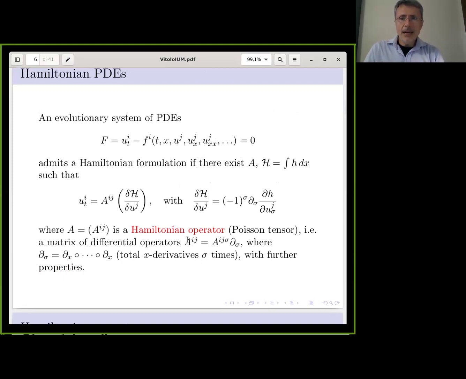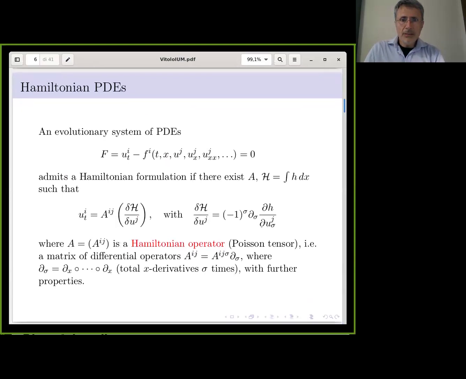So now let us rehearse what we mean by Hamiltonian PDE. A Hamiltonian PDE is a system of evolutionary equations where the left-hand side is of course the time derivative of the field variable. The right-hand side can be expressed through a Hamiltonian operator and a Hamiltonian density. So we apply the Hamiltonian operator to the variational derivative of the Hamiltonian density, and we obtain the right-hand side of the system.